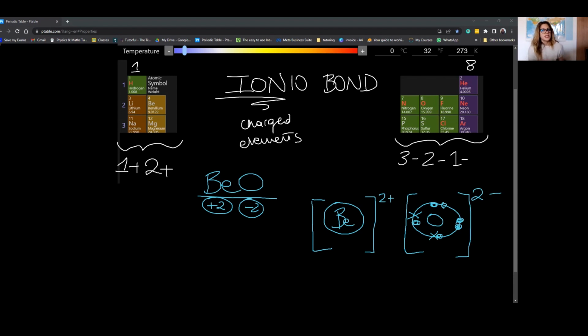So this, in a nutshell, is how to work out a dot and cross diagram for both ionic and covalent bonds. I hope it helps. If not, listen to this again and again until you understand all of the dot and cross diagrams that I've done.